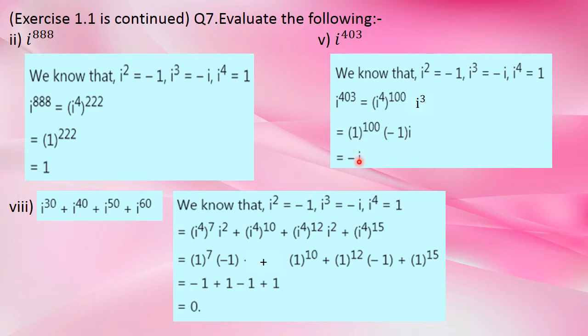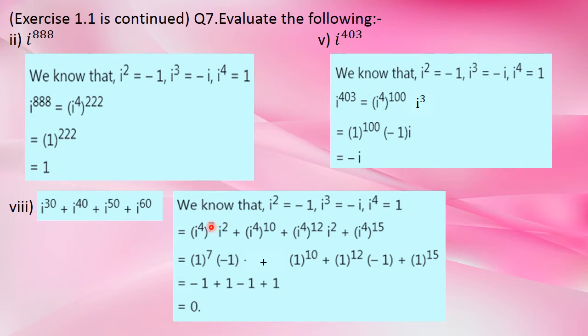Next, eighth one, i raised to 30 plus i raised to 40 plus i raised to 50 plus i raised to 60. And here i raised to 30 is i raised to 4 into 7 into i raised to 2. 4 sevens are 28 plus 2. So the remainder part we write separately.